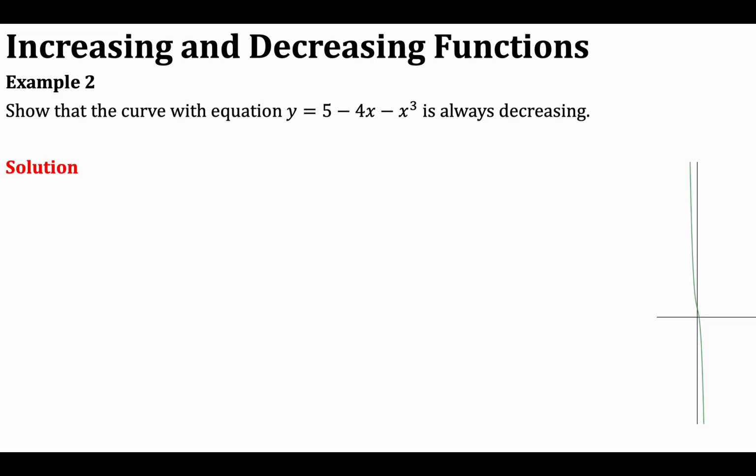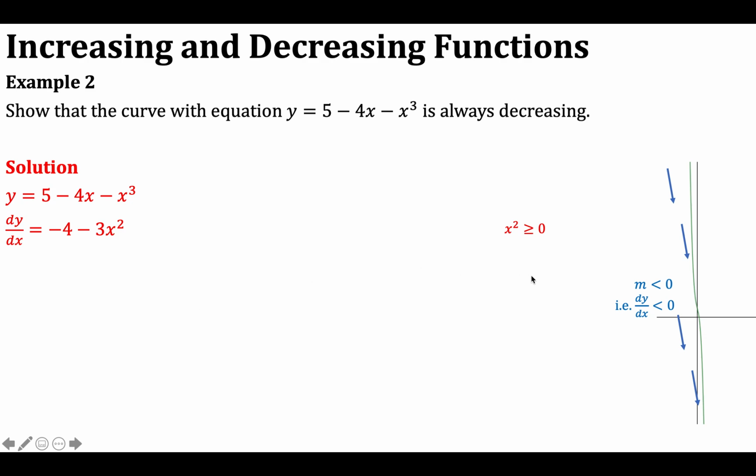So let's just start again by looking at the picture of the curve. And you can see here it's always decreasing. So we'll start with y equals 5 minus 4x minus x cubed. We need to differentiate that. So that gives us 0 from the 5, minus 4, minus 3x squared. Now, we can't factorise that expression. We can't actually do anything further with that. So we need to look at what's happening here.